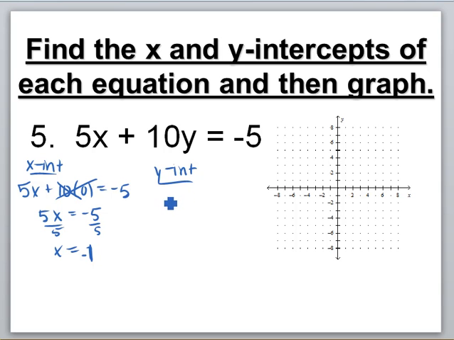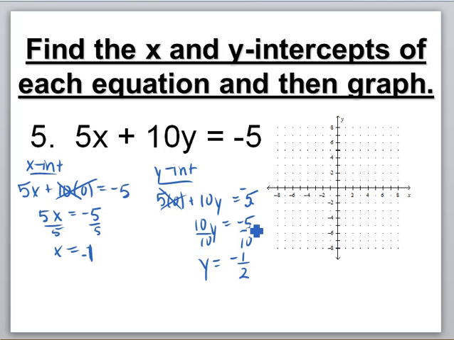Y-axis or y-intercept, I'm going to plug 0 in for x. I have 10y equals negative 5. Divide by 10. This is not a negative 2. This is actually, when you reduce the fraction, a negative 1/2.